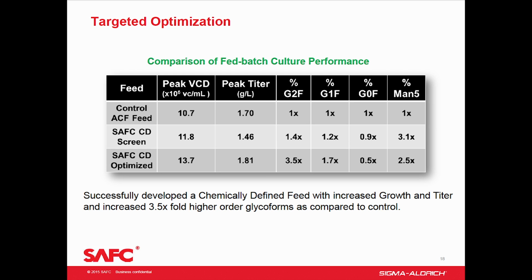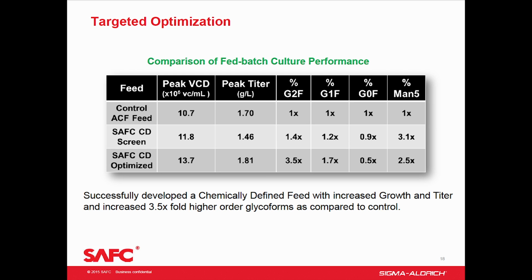So within this targeted optimization, the goal was to really increase G2F, right? So the ultimate results here, this is the control. The peak viable cell density was 10.7. That was the initial control. The optimized CD formulation was 13.7, so we were slightly able to increase overall growth. Peak titer was 1.7. The control is 1.6. The optimized was 1.81, so we were able to slightly increase peak titer.